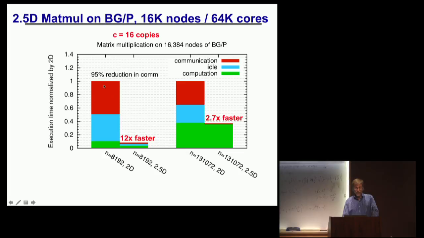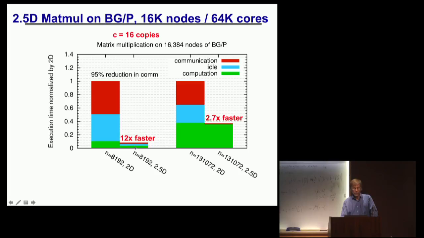So you can see that here's the communication time, and it dropped by 95%. All the idle time went away too. That's because this was very carefully implemented on a three-dimensional torus, so that you kept all the wires busy all the time, and there were no traffic jams on the network. That was important. And also, the flops went faster.